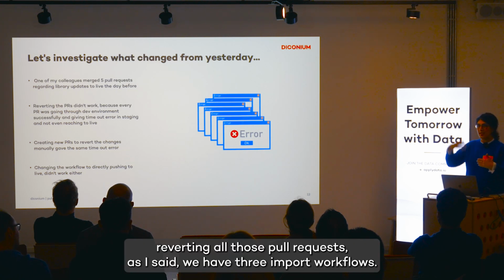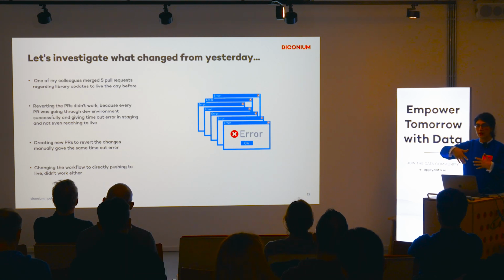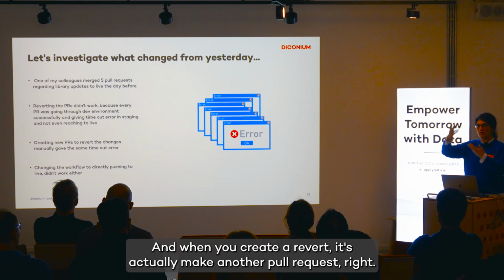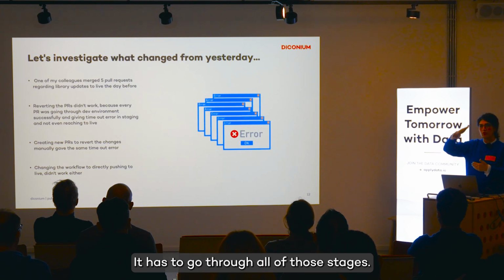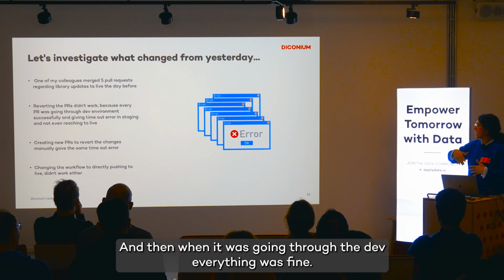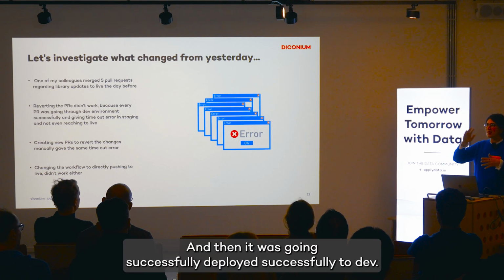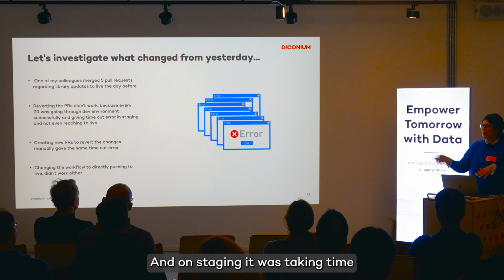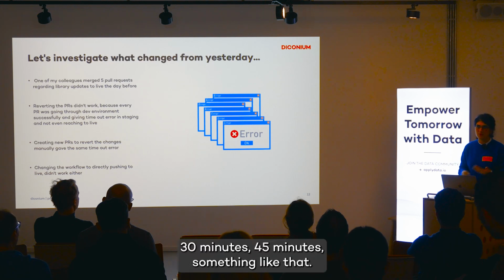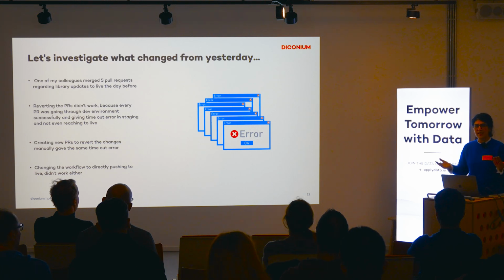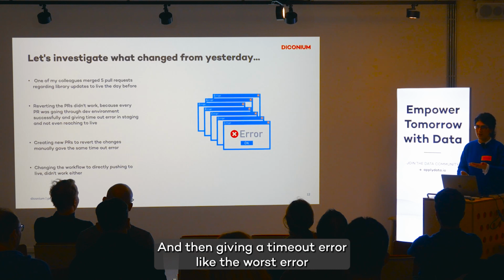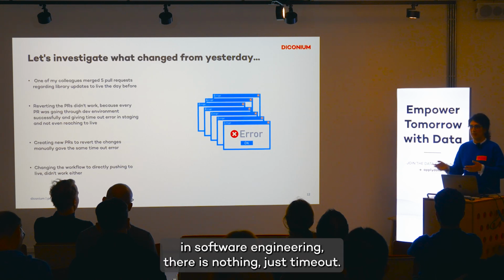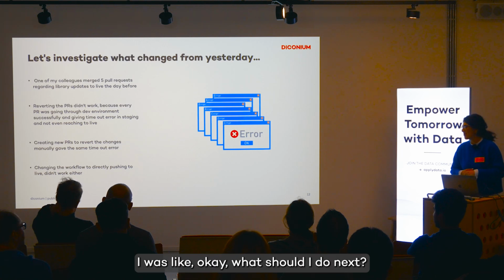As I said, we have 3 workflows. When you create the reverts, it actually makes another pull request, and it has to go through all of those stages. When it was going through dev, everything was fine, and it deployed successfully to dev. On staging, it was taking time, 30 to 45 minutes or something like that, and then giving a timeout error, like the worst error in software engineering. There is nothing, just timeout. I was like, okay, what should I do next?